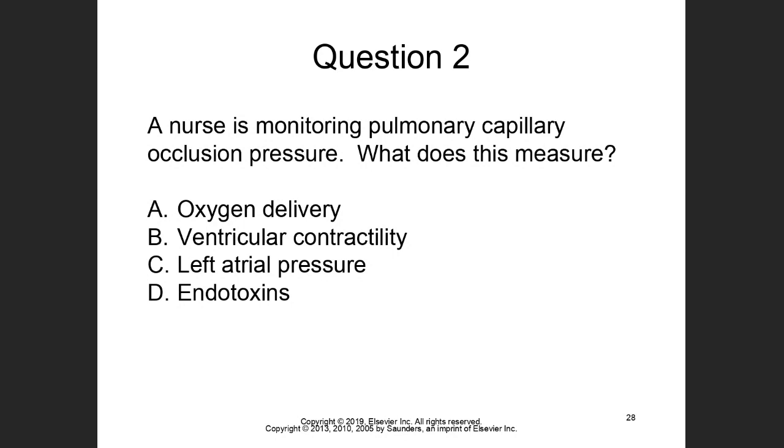Now we have question number 2. A nurse is monitoring pulmonary capillary occlusion pressure. What does this measure? Exactly, that's the left atrial pressure. Perfect. Remember, the pulmonary capillaries and veins end in the left atrium.